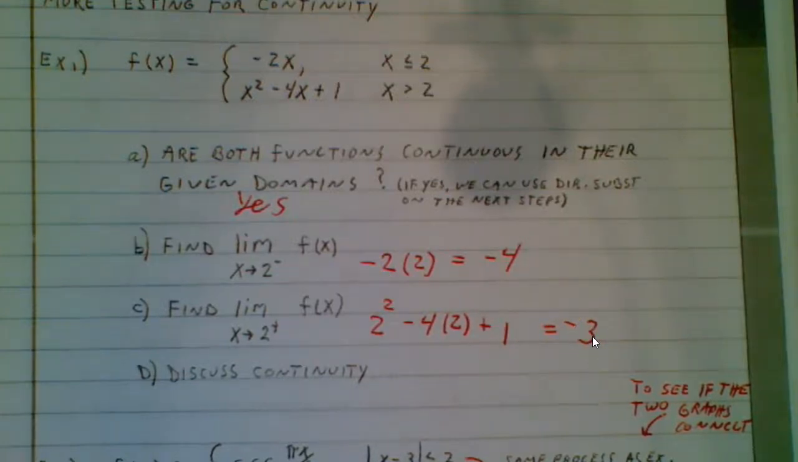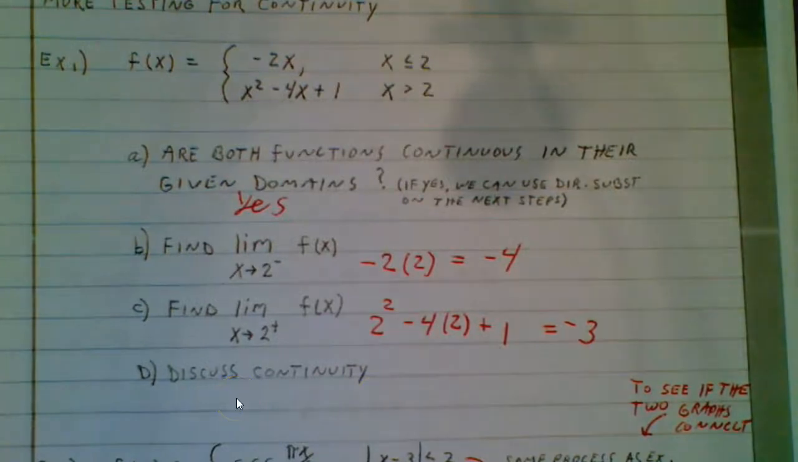So just as we've talked about before, and this is what they're asking for if they say discuss your continuity, if I am hitting different limits as I approach 2 from the left and as I approach 2 from the right, then we know this graph is not continuous where x equals 2. So there must be a break in the graph, or something that would show that this graph does not connect to this graph at the point where x equals 2, because they have two different y coordinates as we approach 2 from each side.